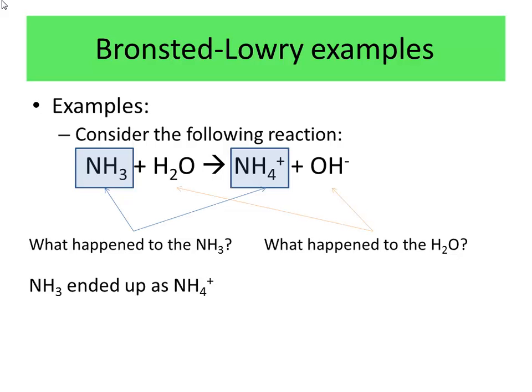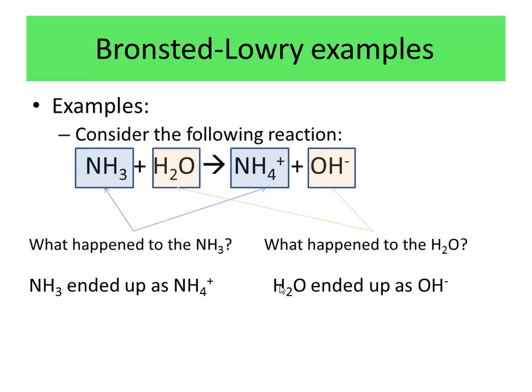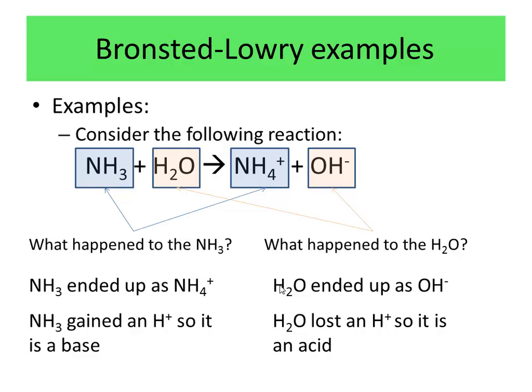NH3 ended up as NH4 by gaining an H+. It accepted it. H2O lost an H+. So NH3 gained it, so it's a base. H2O lost it, so it's an acid here. Water is interesting. It can be an acid or a base, depending on what it reacts with, because you can add an H+ or get rid of it. We'll talk about why later.